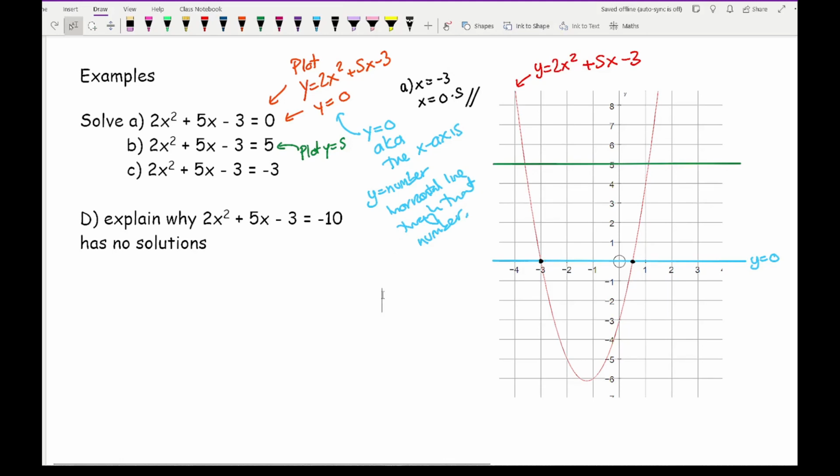Again, it's very good practice for you to label your equations as you are plotting. So this line here is y equals 5, and the intersection points are these 2 points here. What I then need to do is carefully find what the x-ordinates are going to be.